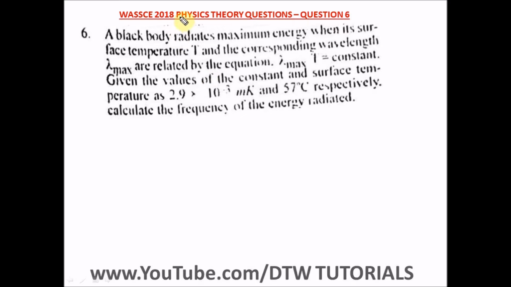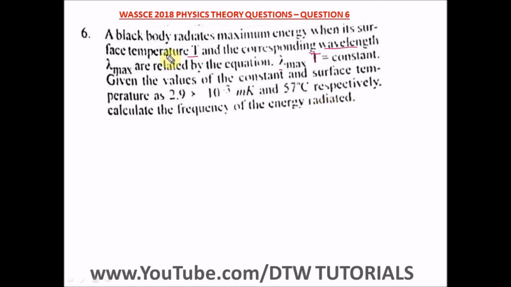Question 6 of the WASSCE 2018 physics theory question. It says a black body radiates maximum energy when its surface temperature T and corresponding wavelength lambda max are related by the equation lambda max T equal to a constant. Given the values of the constant and surface temperature, calculate the frequency of the energy radiated.